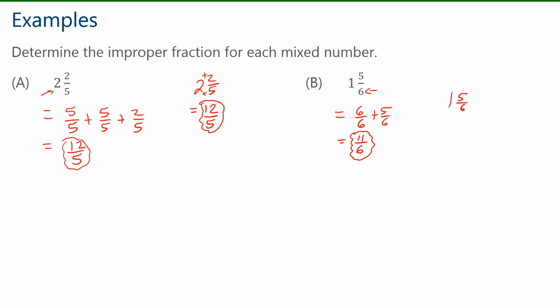Little trick. 6 times 1. Add on the 5. 6 times 1 is 6. 6 plus 5 is 11. Put it over your denominator.